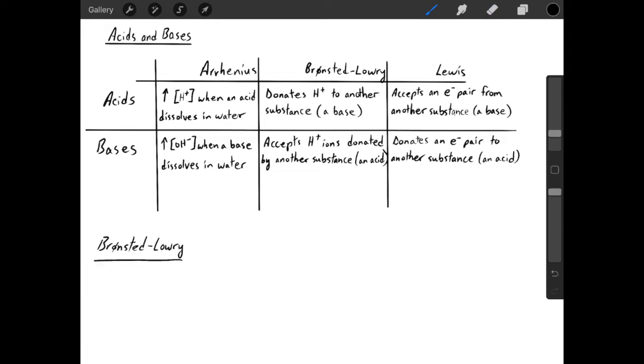With the Bronsted-Lowry model, acid-base behavior implies a chemical reaction because a donation of an H+ ion has to occur. So this is an example of a very straightforward Bronsted-Lowry reaction, where HCl is the acid and the OH- ion is the base. The HCl donates an H+ to the OH-. The H+ combines with the OH- to make H2O, and then the Cl- ion is left over.